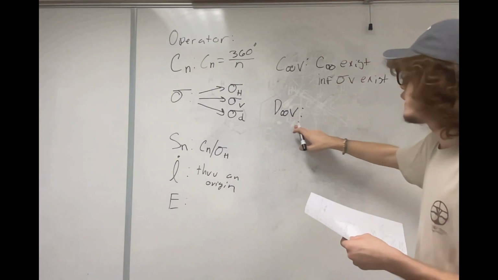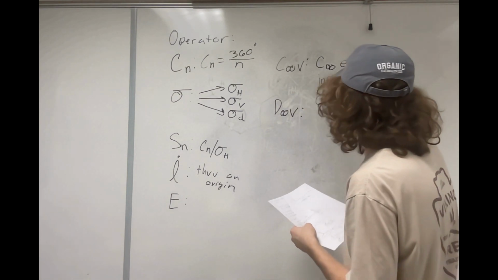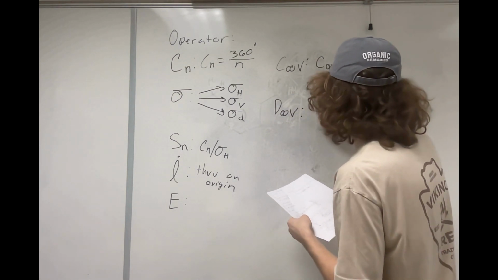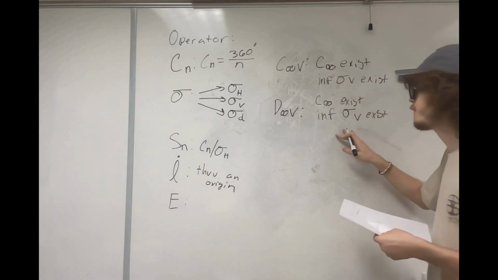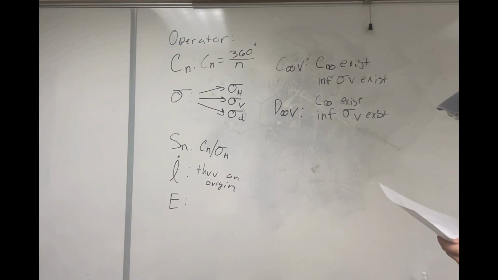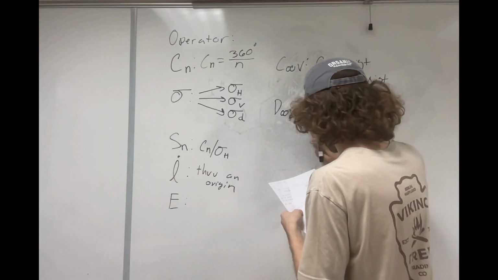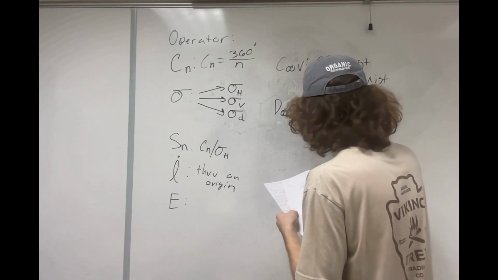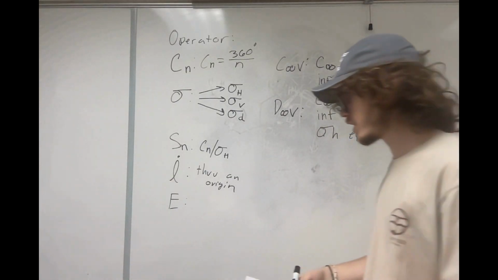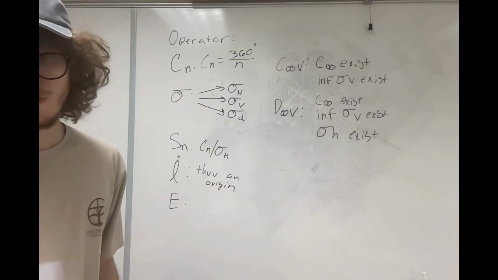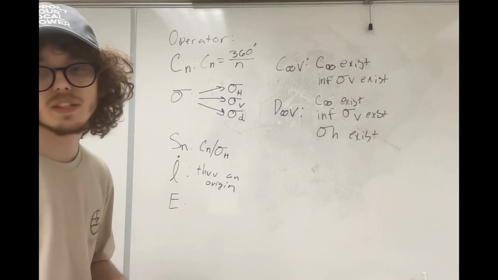For D infinity v, C infinity also has to exist. Infinite sigma v exists, so you have to have an infinite amount of those planes of symmetry somewhere. And you also have to have sigma h. So sigma h has to exist, and all of these infinite sigma v planes have to exist. So let's just kind of show what this means.